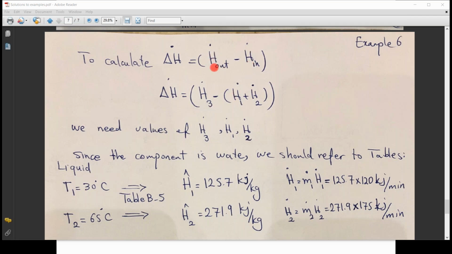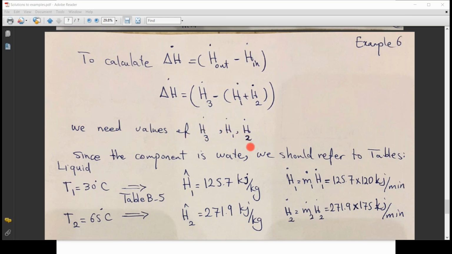Even if you have more than one stream from the outlet, you have to consider all the outlet as the H out. But you have to add them together, and then this is H out, this is H in. So we need to read or find these values from the table.